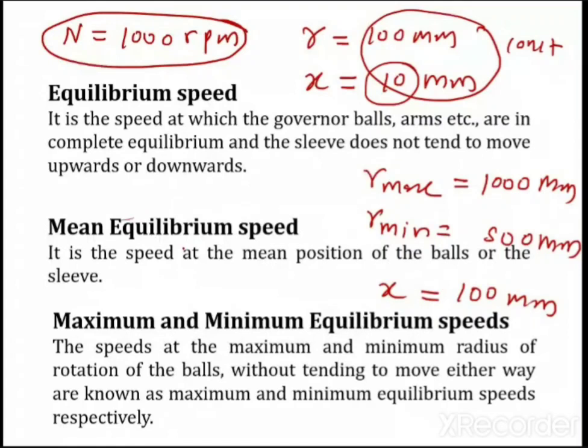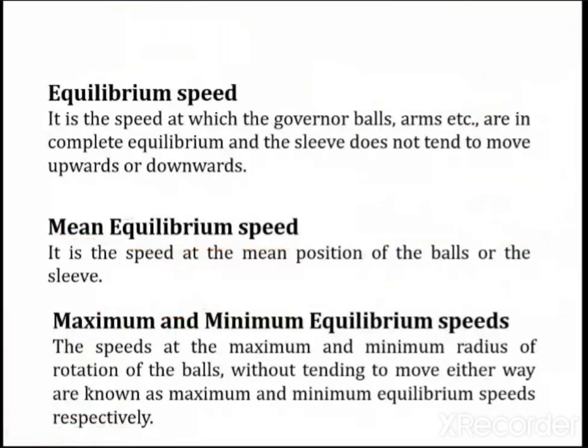And again, it has a maximum and minimum value, because as students we also have some range. We get some minimum marks, we get some maximum marks, and then when we sum it out, we get mean marks. Similarly, when you consider R maximum and R minimum and you get a mean position R, then you can call it the mean equilibrium state. So this is as simple as it is. I hope you have understood this now.